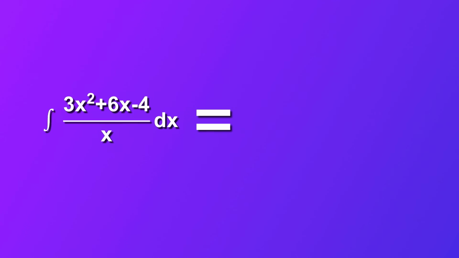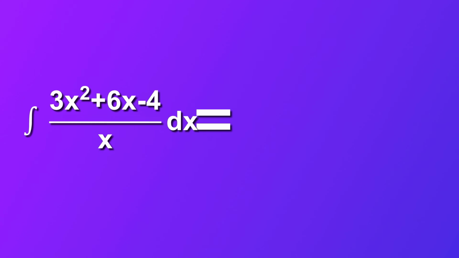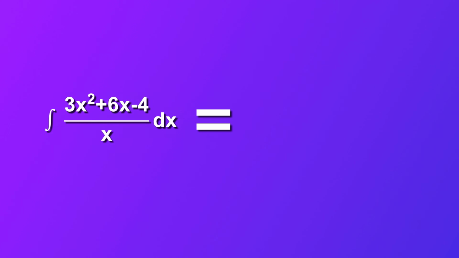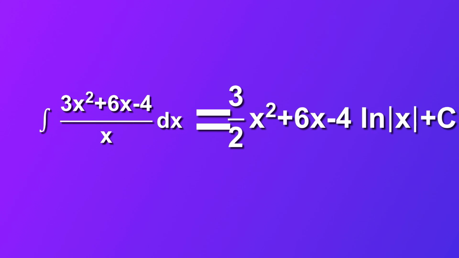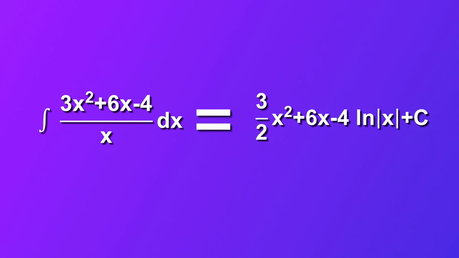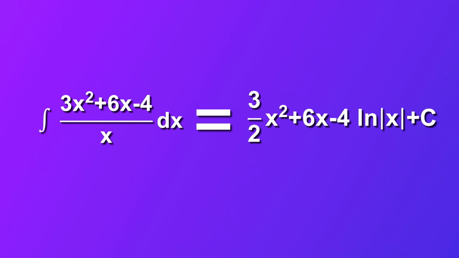Finally, the indefinite integral of (3x squared plus 6x minus 4) divided by x, by dx, is equal to 3 over 2 multiplied by x squared plus 6x minus 4 natural logarithm of the absolute value of x plus constant c.